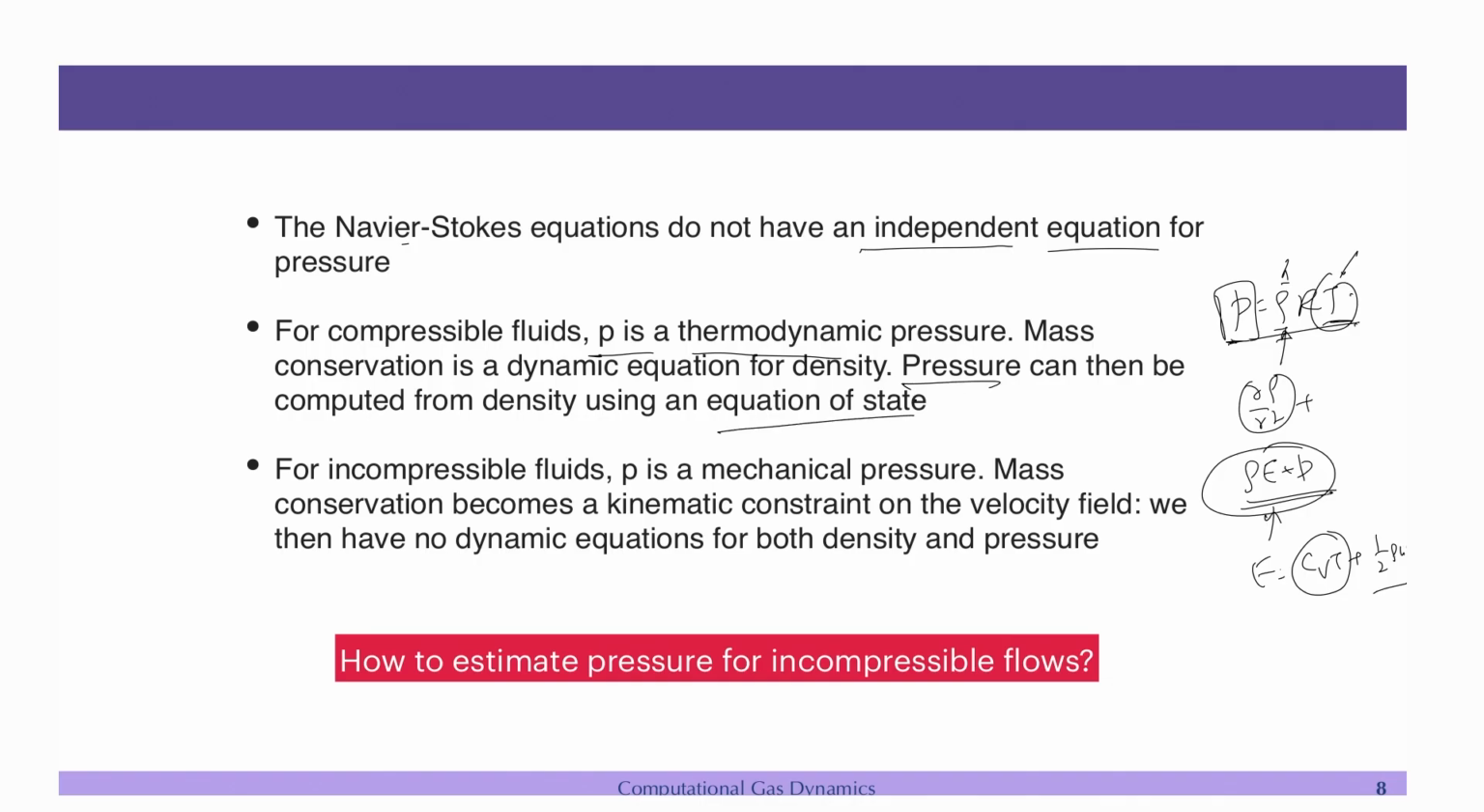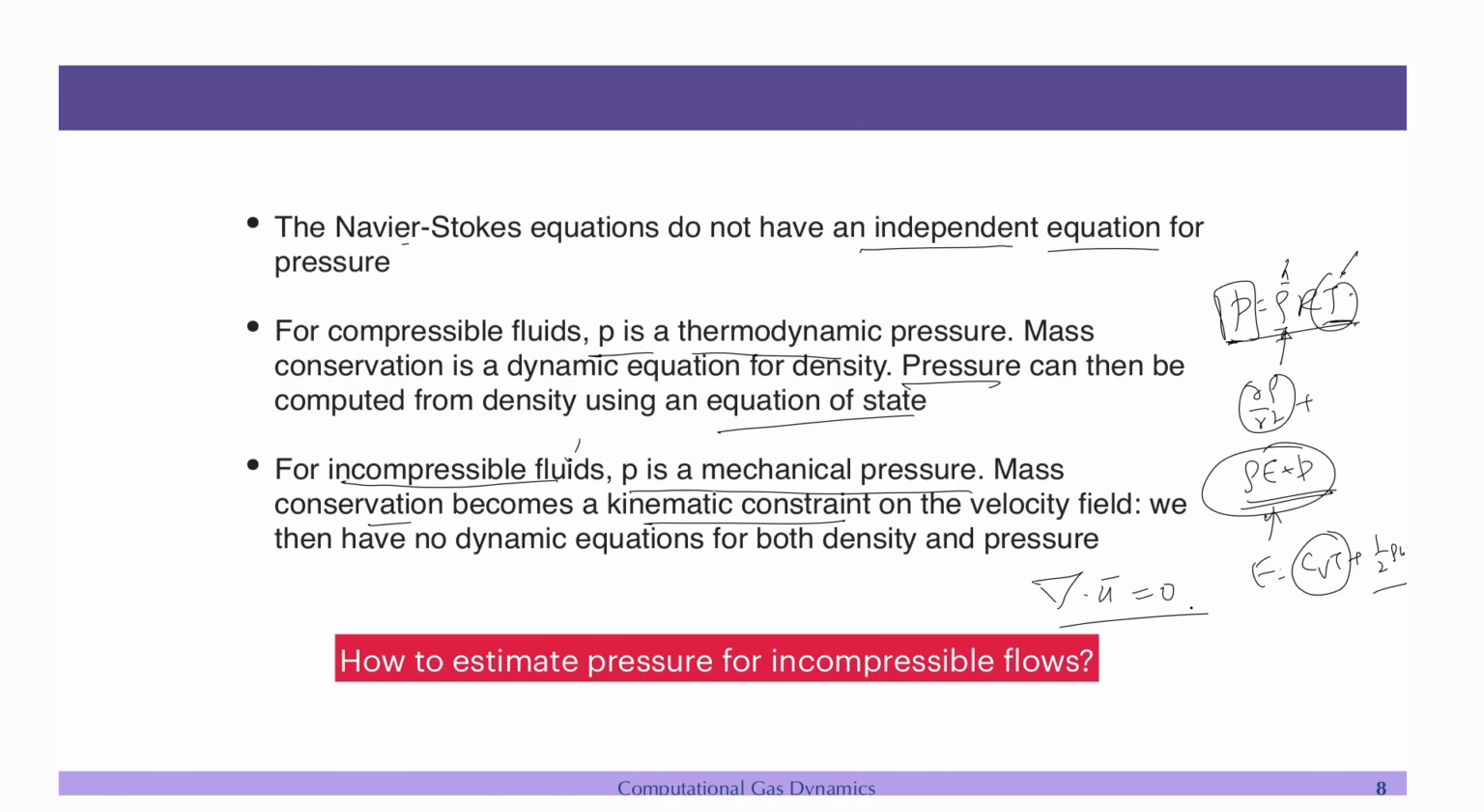If you go to incompressible flows, okay, the P is a mechanical pressure, right. So, the mass conservation becomes a kinematic constraint. So, you know this del dot u equal to 0. Okay. So, there is no d rho by dt term here.